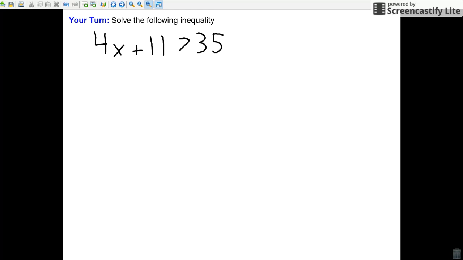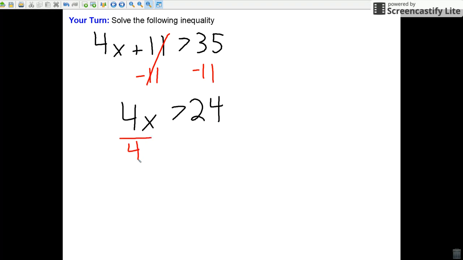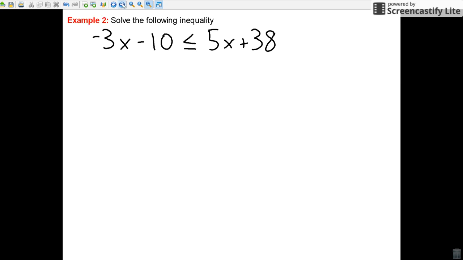Now that you've had an opportunity to practice the question yourself, I will write down the answer. The correct answer is x is greater than 6. Hopefully, that's what you achieved as well.